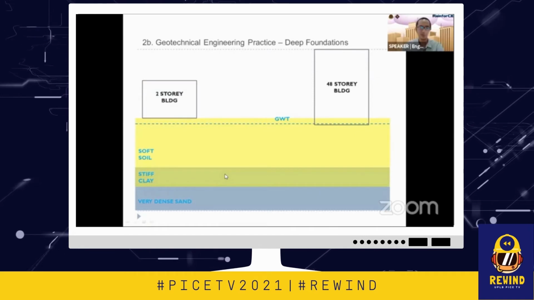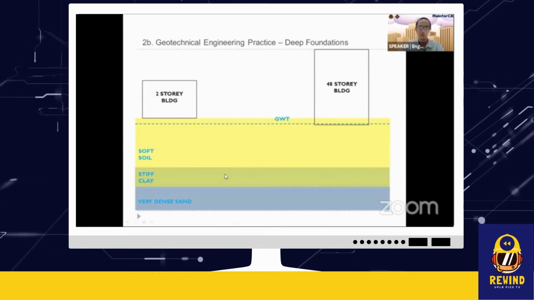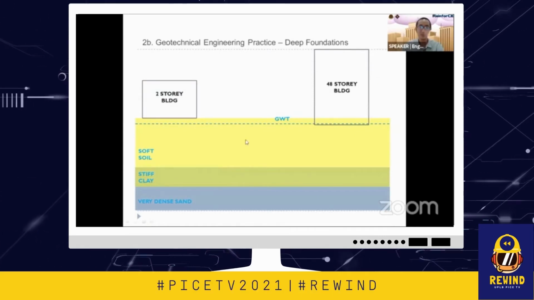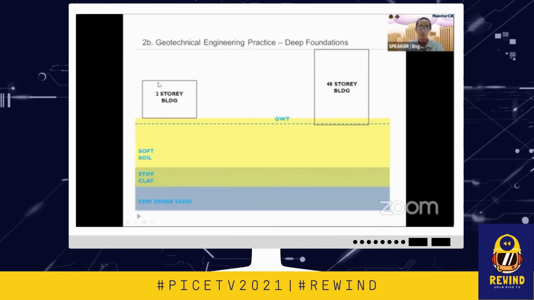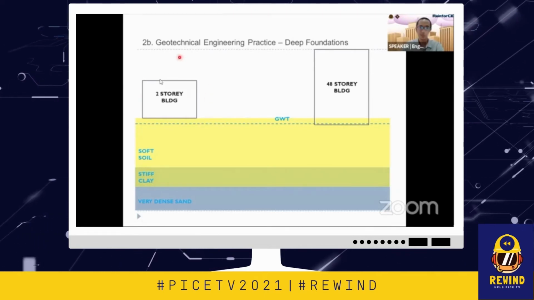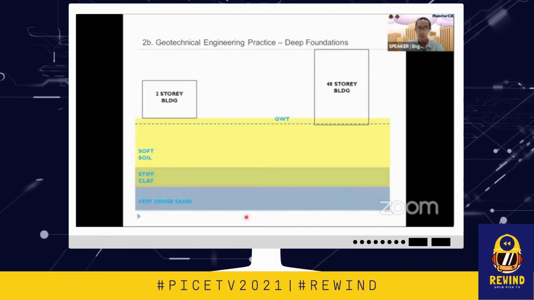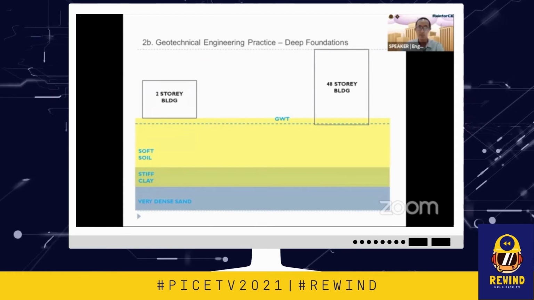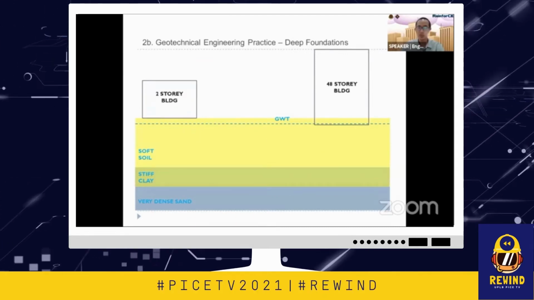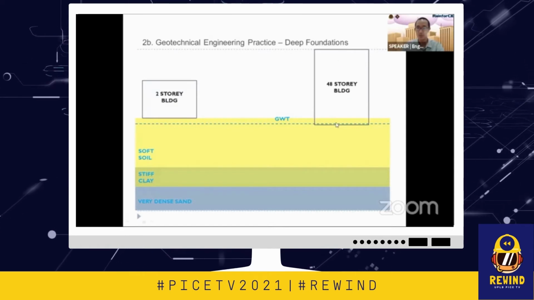Okay, next. What if the project is not a 2-story building? We have the same site, the same soil profile, but our project now is a 48-story building.